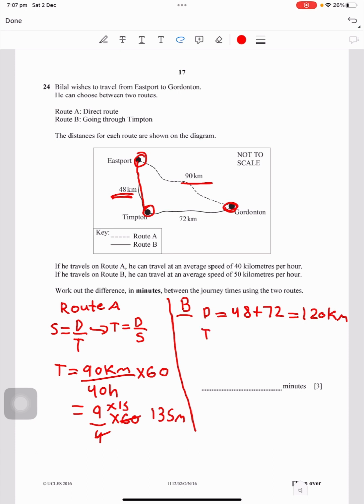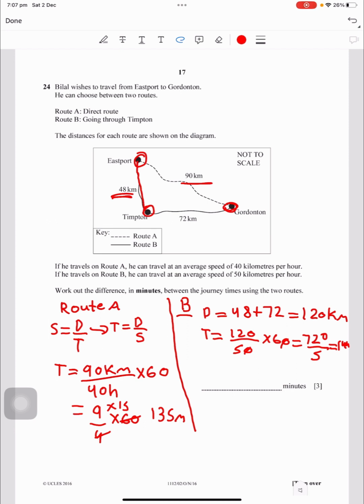So time is equal to 120 and 50 right here. We'll simplify, we'll cut off the zeros. Oh, wait. Times 60, here we'll cut this by that. And it is equal to 720 by 5, which is equal to 144.